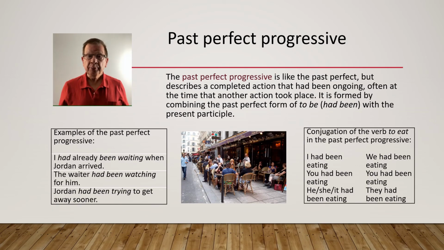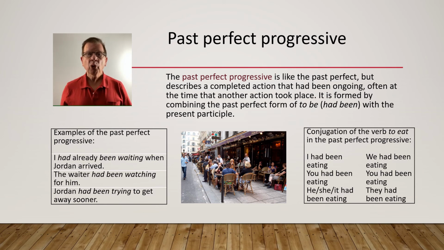Now let's look at the past perfect progressive tense. This tense is like the past perfect, but describes a completed action that had been ongoing, often at the time that another action took place. It is formed by combining the past perfect form of to be, had been, with the present participle. Here are some examples of the past perfect progressive.